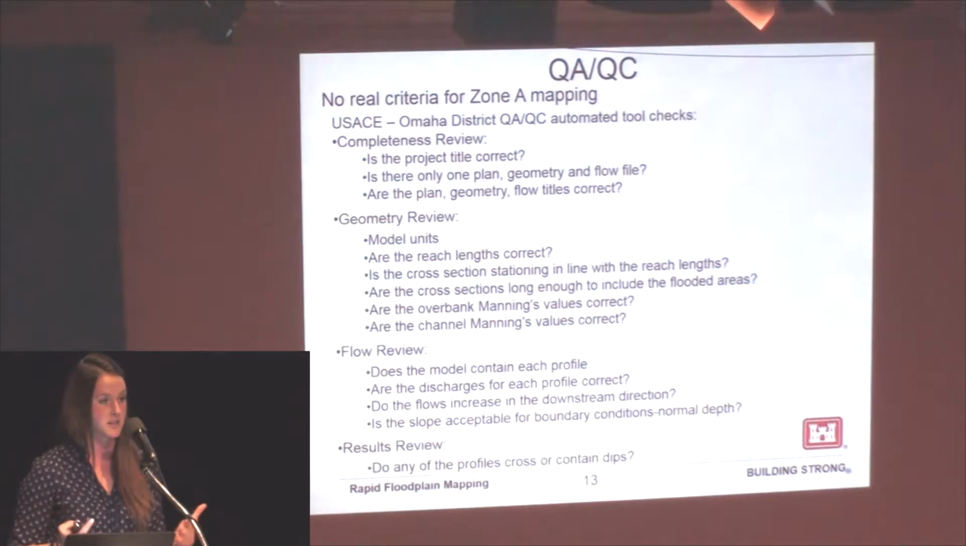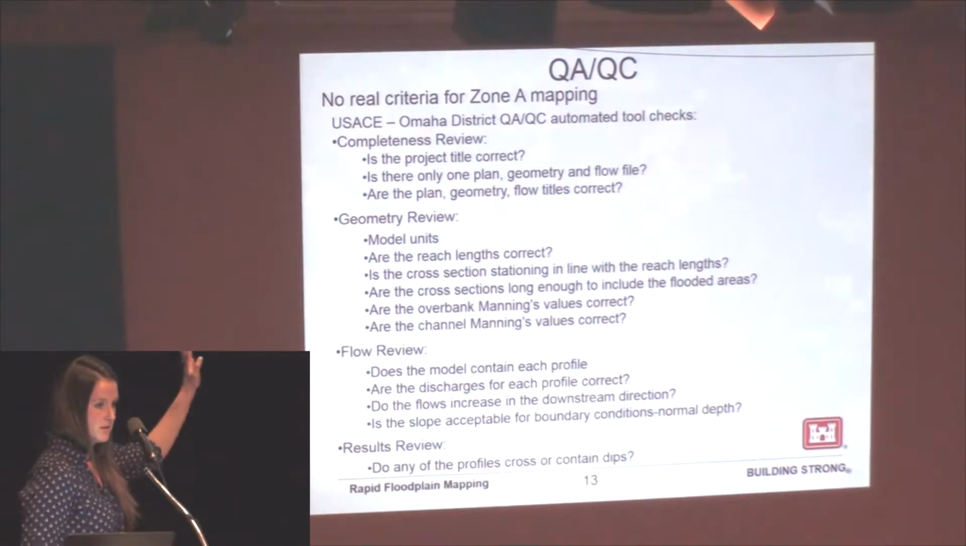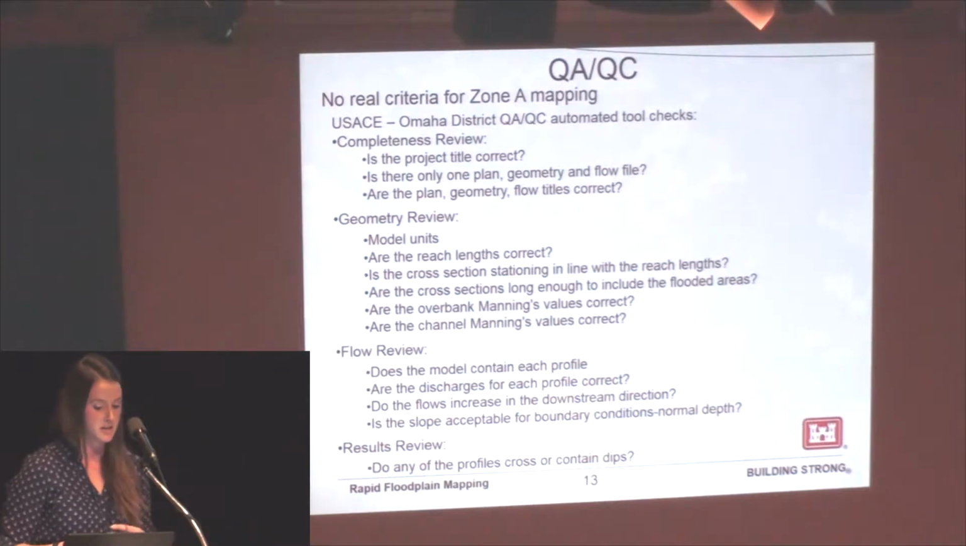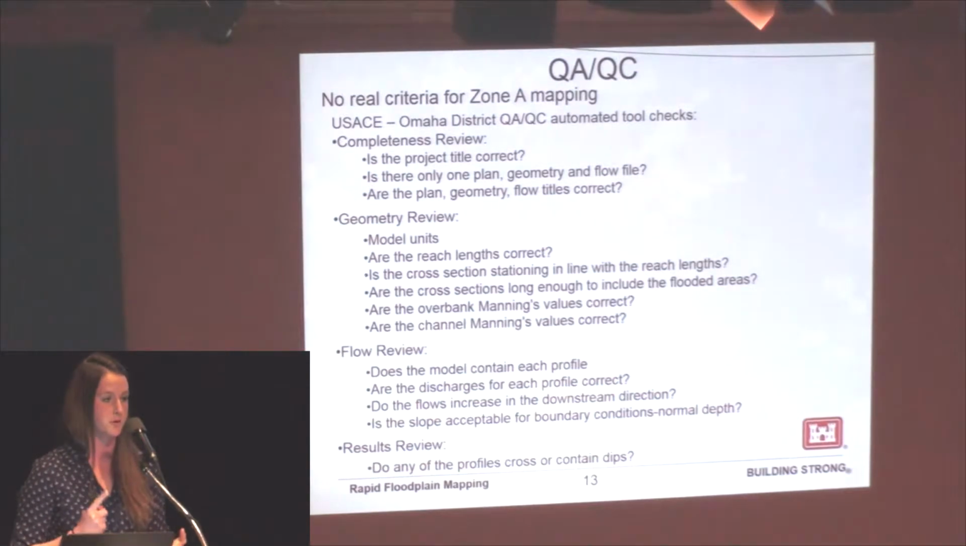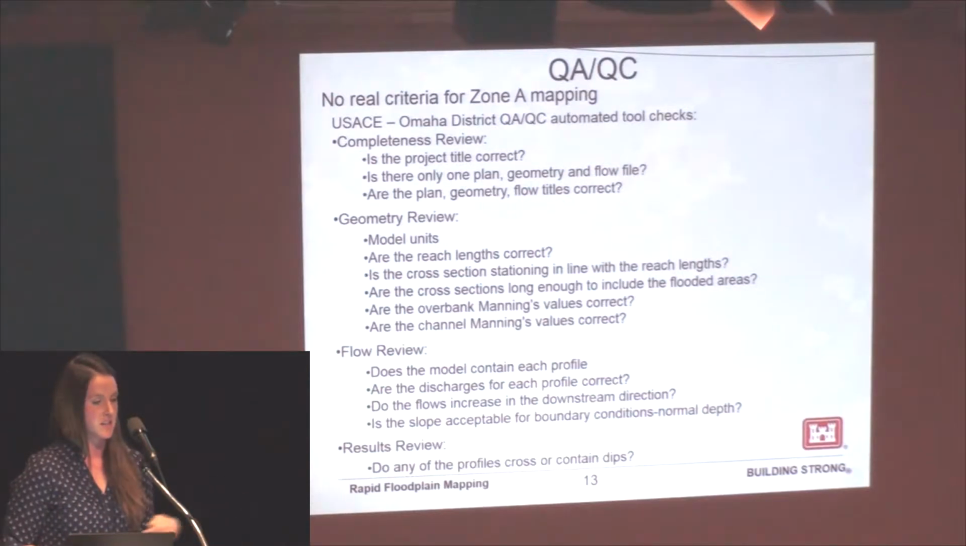So as I said, the QA/QC, these were the different reviews that it would run. It would run a completeness review, a geometry review, and a flow review. And it would check and make sure that you had everything in the right place and everything was ran at the right time. What I mean by having it run at the right time was if you ran QA/QC and then there's a change made in the geometry, it'll pick that up. And it'll know that you didn't run QA/QC on the latest geometry file or flow file.